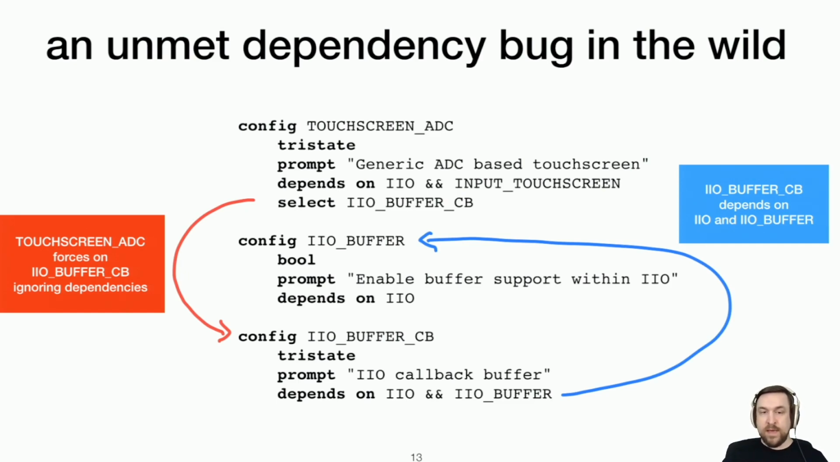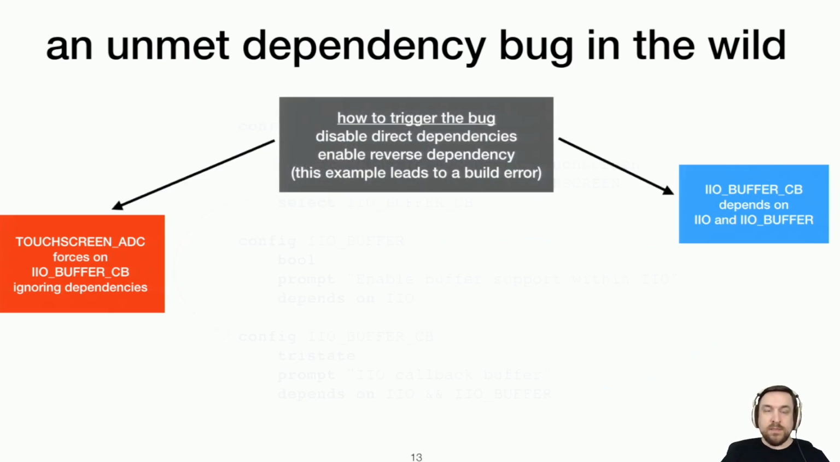And the thing is that just looking at this is not enough to tell us whether there actually is a potential for an unmet dependency, because there could be some other dependencies on IIO and touchscreen ADC that ensure that that force enabling can never happen. So the general rule for determining whether an unmet dependency exists is if it's possible to disable the direct dependencies of an option while also enabling this select construct, what are called reverse dependencies. If both of those can happen at the same time, then it's possible to configure the kernel with this broken specification.